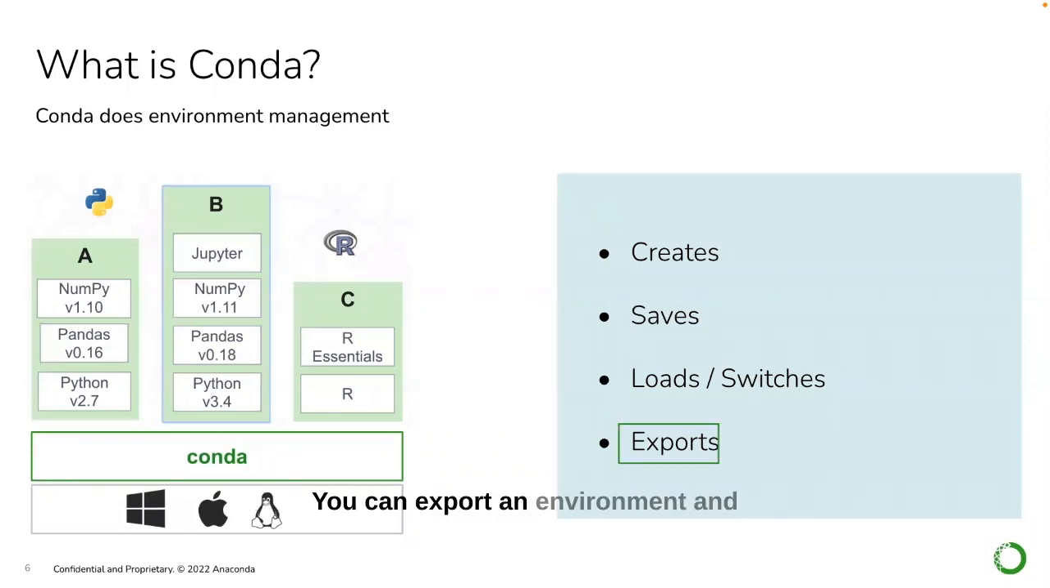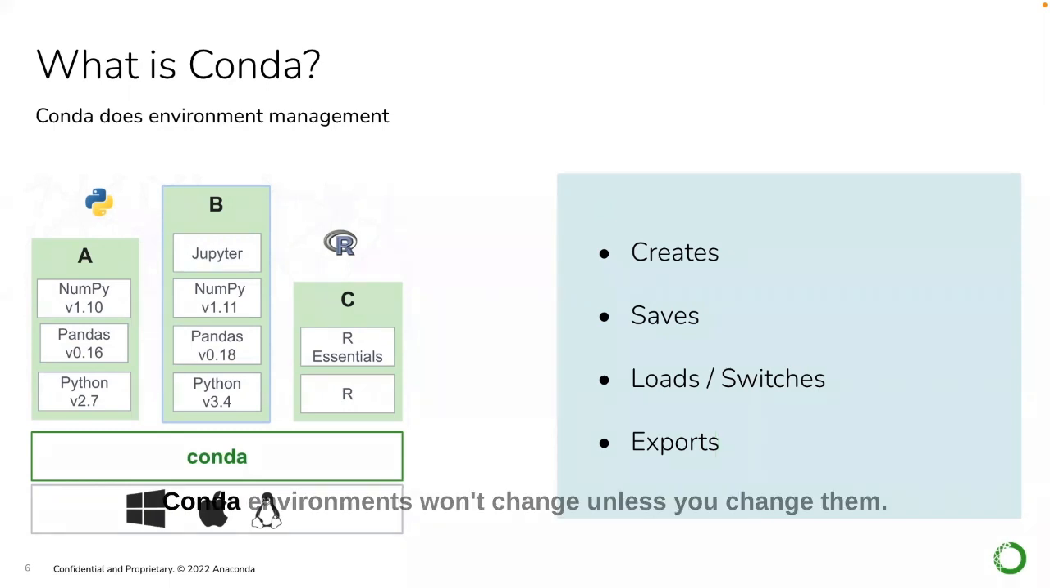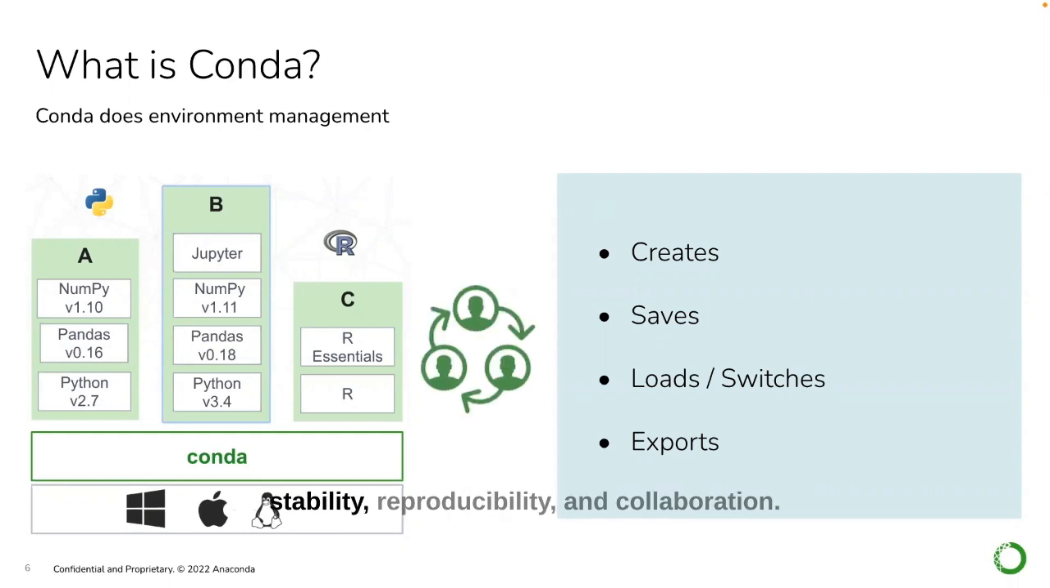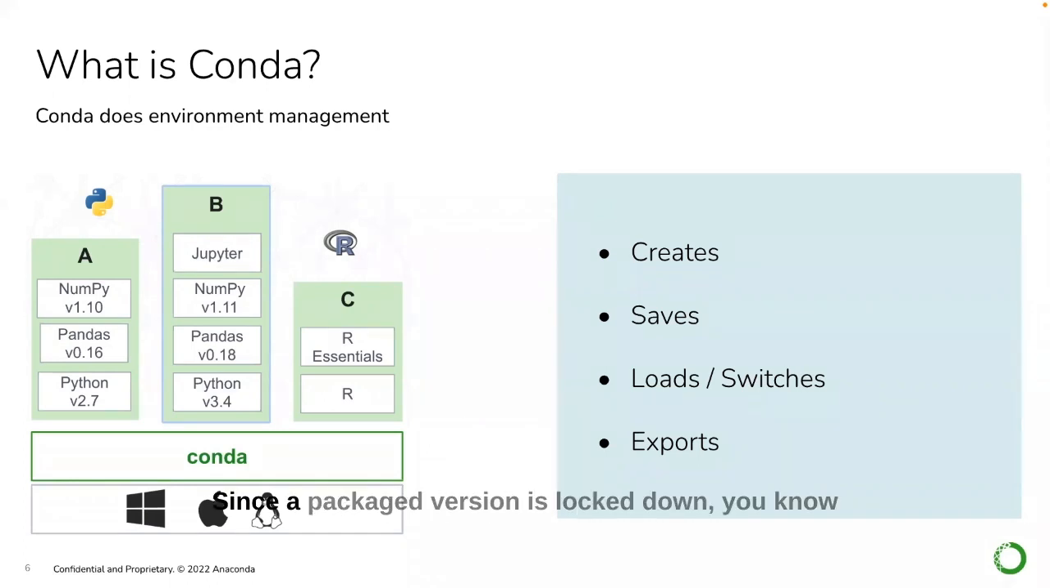You can export an environment and share your Conda environment, making it reproducible across the same platform. Conda environments won't change unless you change them. These environment management features provide stability, reproducibility, and collaboration when using Conda. Reproducibility, since a package version is locked down, you know exactly what is in your environment. And collaboration is since environments are easily exported, they can be shared using the same environment.